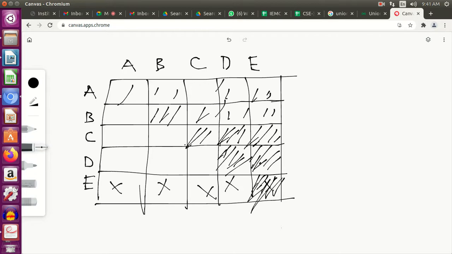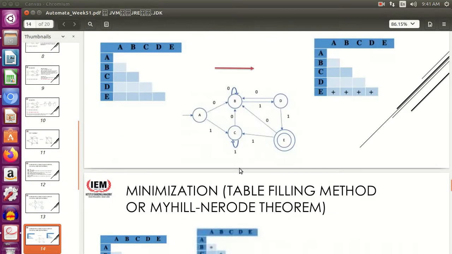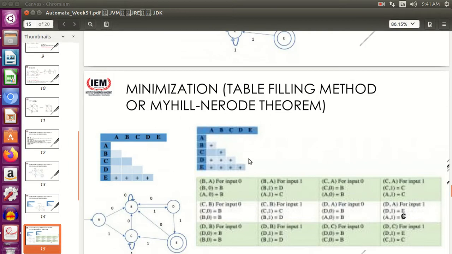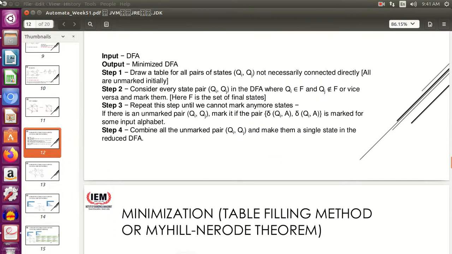Okay. Now the first step was marking the pairs where one state is final and another state is non-final, right? Now moving on to the second step. What is the second step? In the steps that I have written: repeat this step until we cannot mark any more states. If there is an unmarked pair QI QJ, mark it if the pair of next states on some input alphabet is marked. Okay, so the writing over here is a bit confusing.